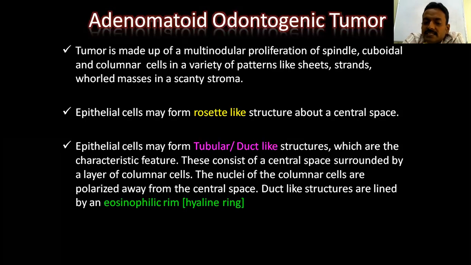The duct-like structures are lined by an eosinophilic rim. This eosinophilic rim is also called a hyaline ring. This is a characteristic feature of adenomatoid odontogenic tumor.